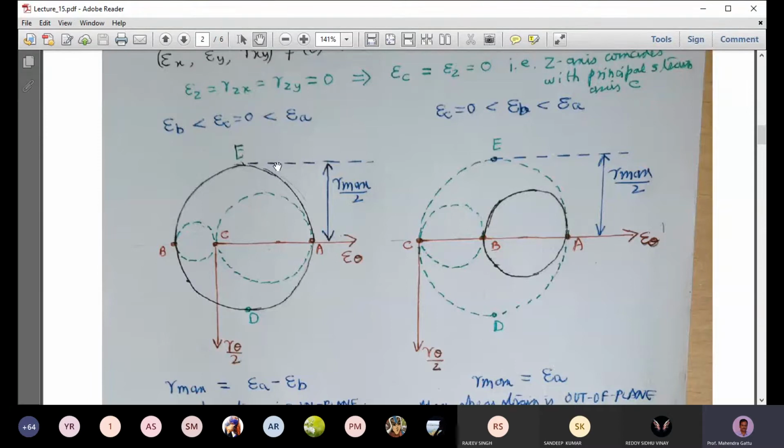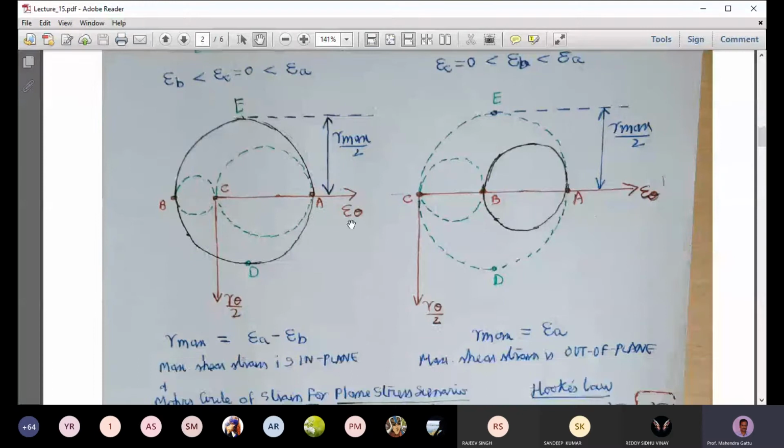So the maximum shear strain is occurring for the AB circle, and that maximum shear strain value is equal to the diameter, that is the length of AB. So the length of AB will be epsilon A minus epsilon B. If epsilon B is negative, then you can add them up, so the minus will become positive. So that will be the diameter AB.